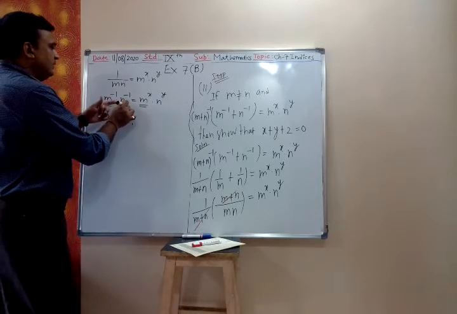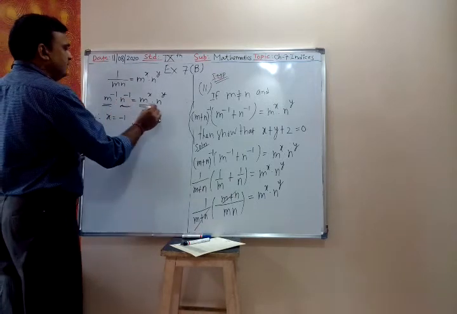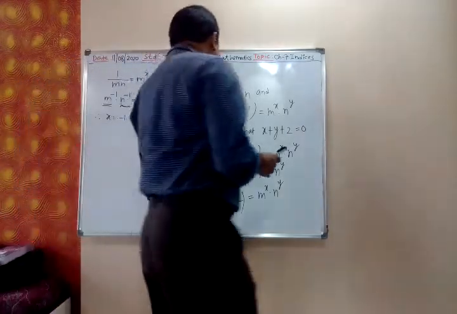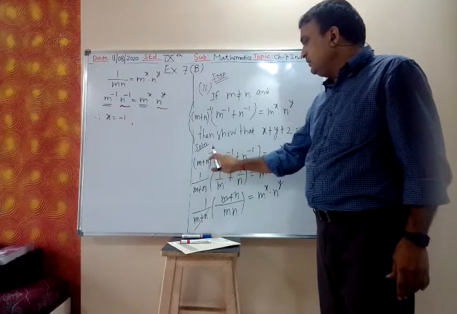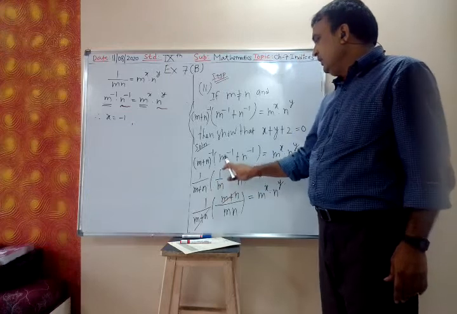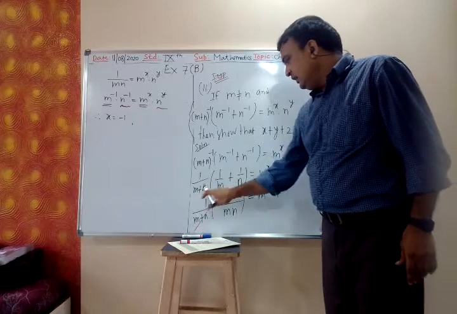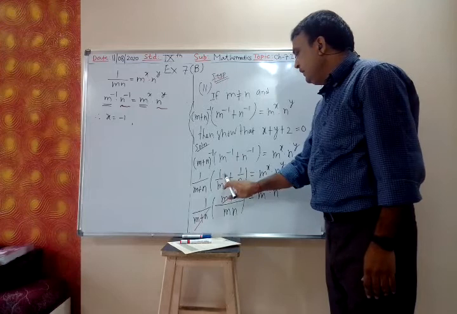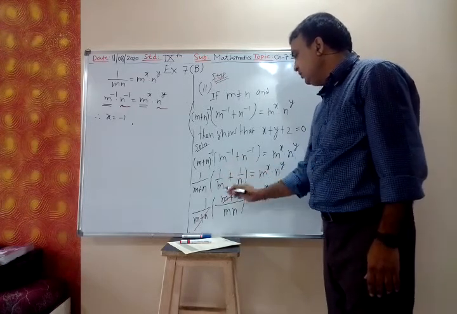Base is n. Starting with (m plus n) raised to minus 1, the whole power minus 1 means I can take the reciprocal: 1 upon m plus n, and the power will be plus 1. Then m raised to minus 1, I can write 1 upon m. n raised to minus 1, 1 upon n. Then cross multiply. Inside the bracket we simplify, so n plus m upon mn. That will be m plus n in the numerator, and the denominator will be mn.